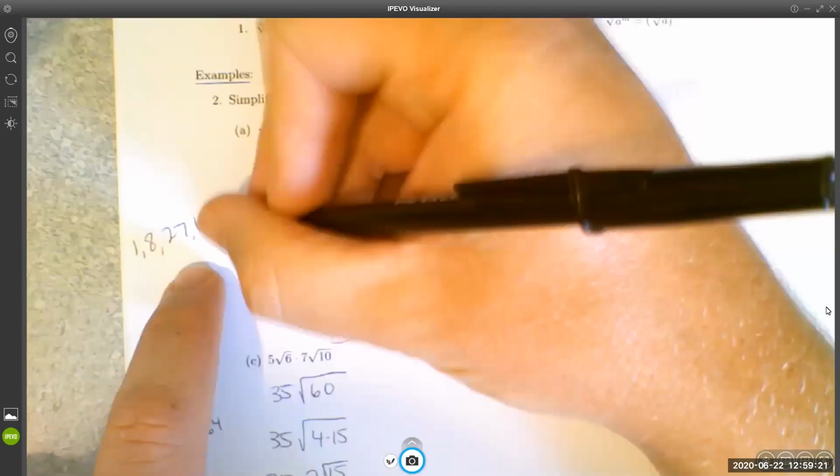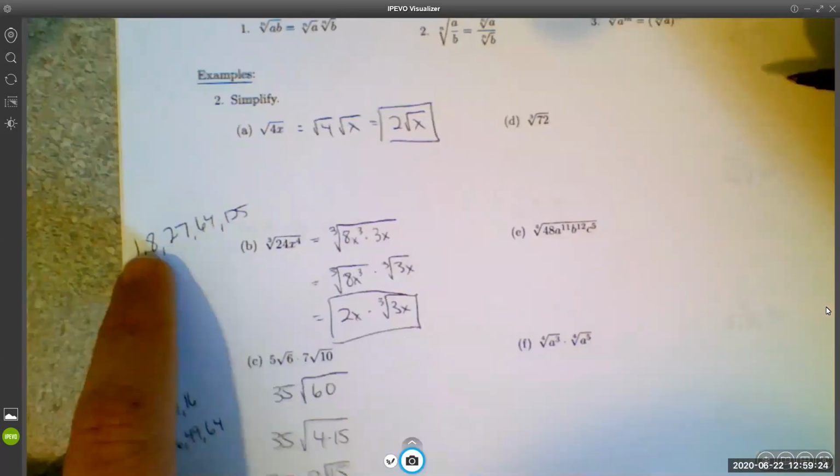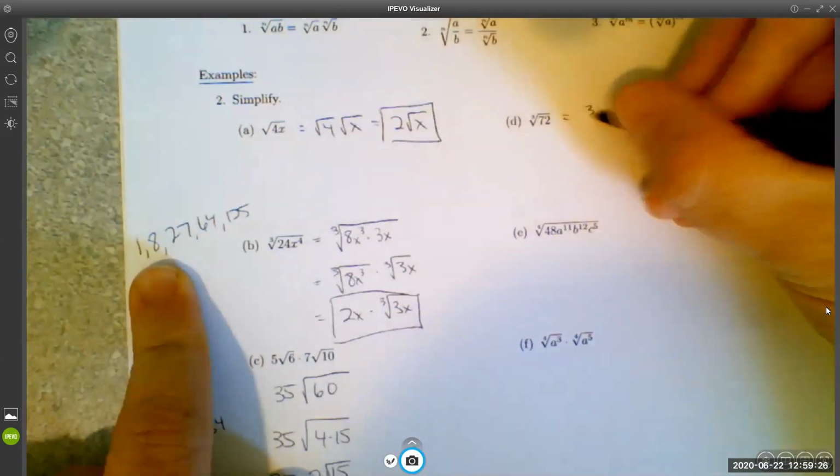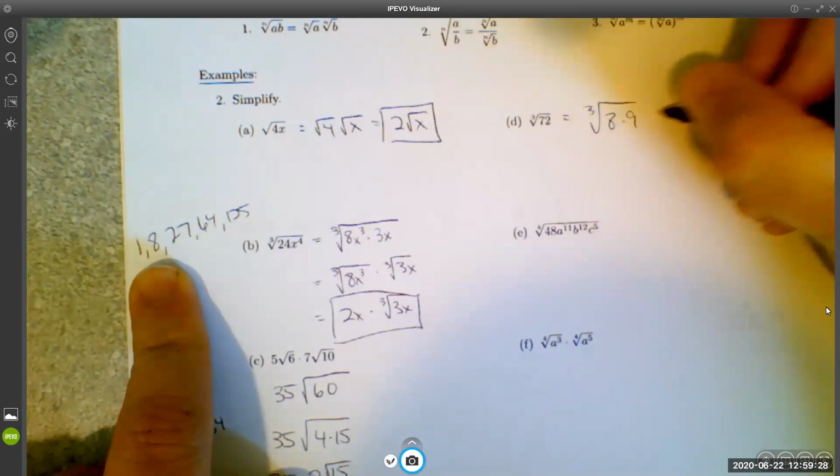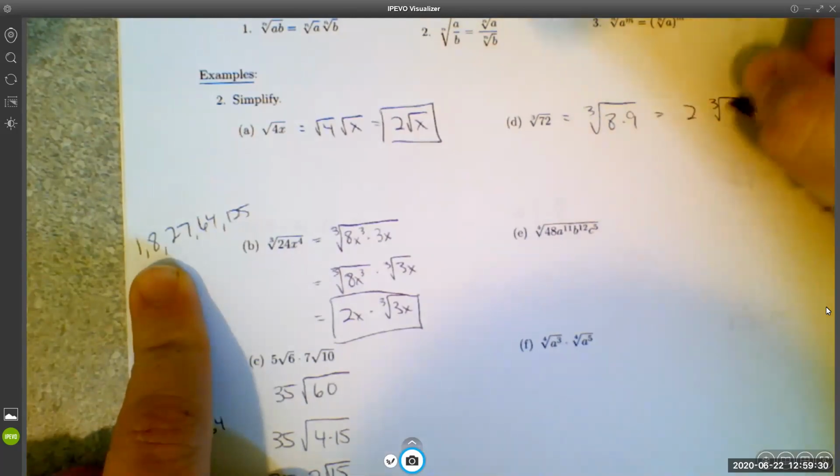What's the next one? 4 cubed is 64. I don't think 64 goes into 72. And 5 cubed is 125. 125 definitely does not. So I think 8 is the biggest, right? This is going to be cube root of 8 times 9. That's 2 times the cube root of 9.